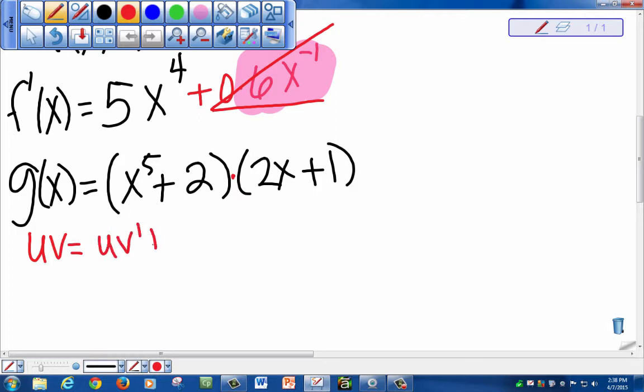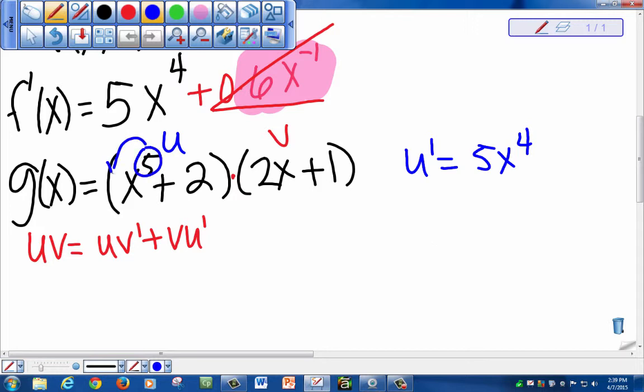And it's always good to write out the formula. So whenever you go about these guys, it would make life way easier on yourself if you label your u and your v. So, and once you figure out what your u and v are, you're able to figure out that u prime is going to equal 5x to the fourth, because we do the power rule again, we bring this guy out to the front and subtract 1. And 2 is a constant, so we don't have to worry about him.